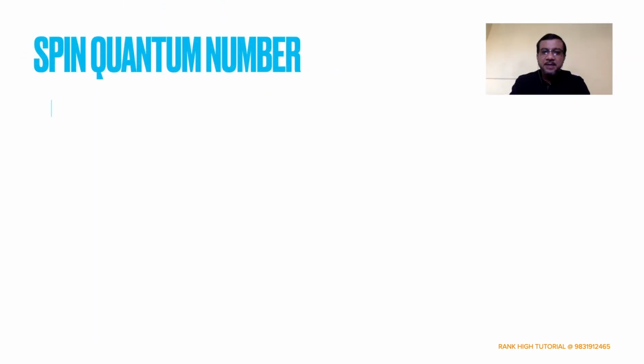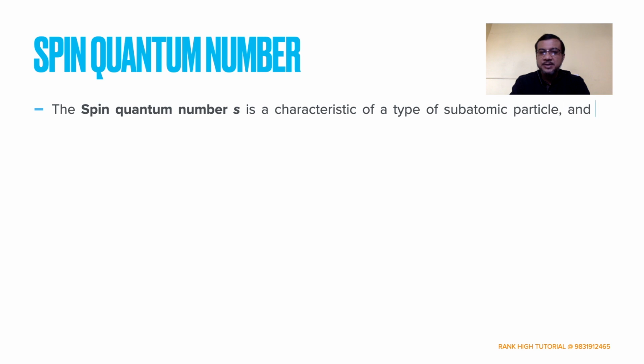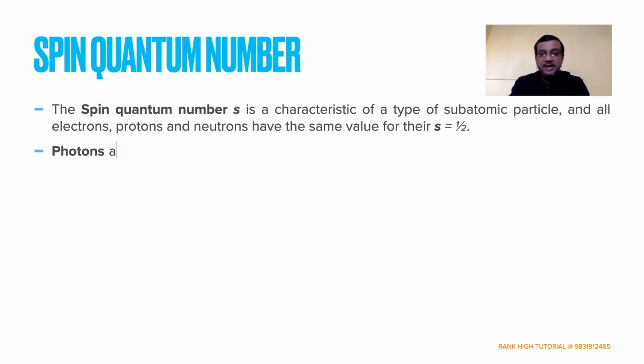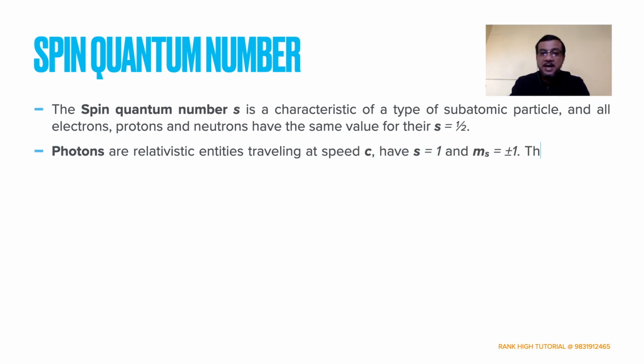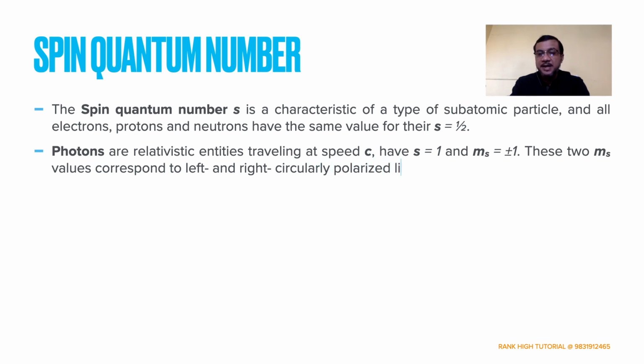The spin quantum number is the characteristic of a type of subatomic particle, and all electrons, protons and neutrons have the same value for their spin quantum number, that is equal to 1 by 2. Photons are relativistic entities travelling at the speed of light, which have spin quantum number equal to 1 and spin magnetic quantum number equal to plus minus 1. These two ms values correspond to left and right circularly polarized light.